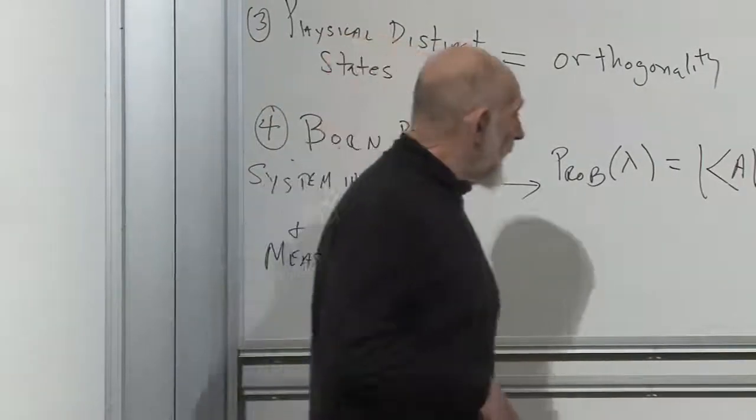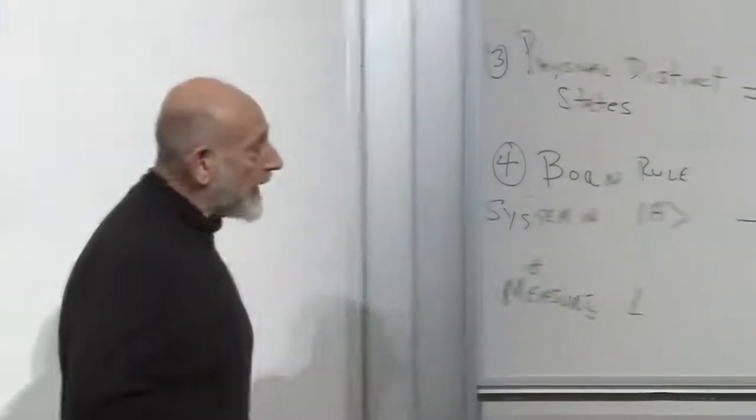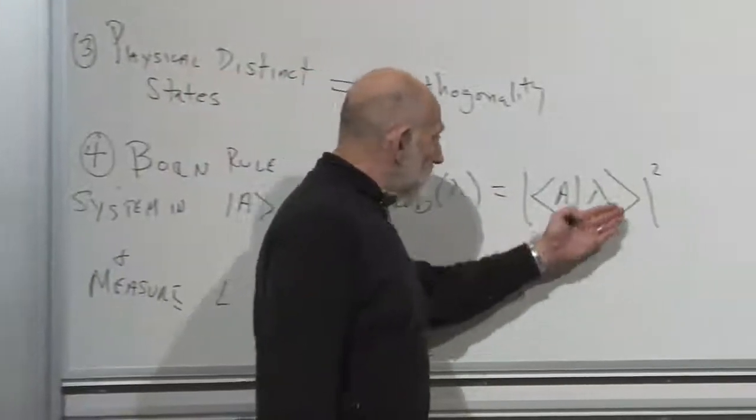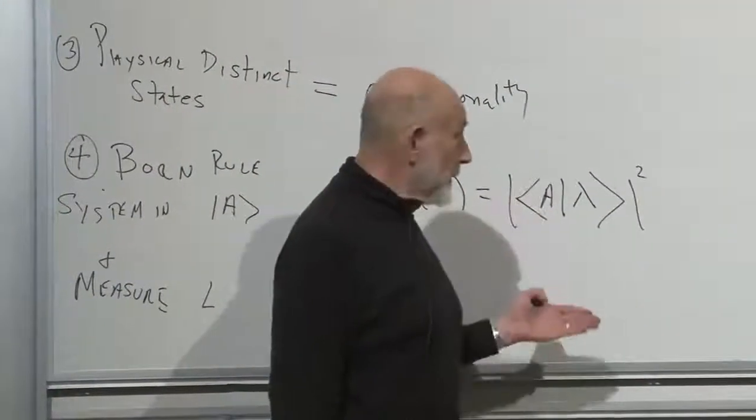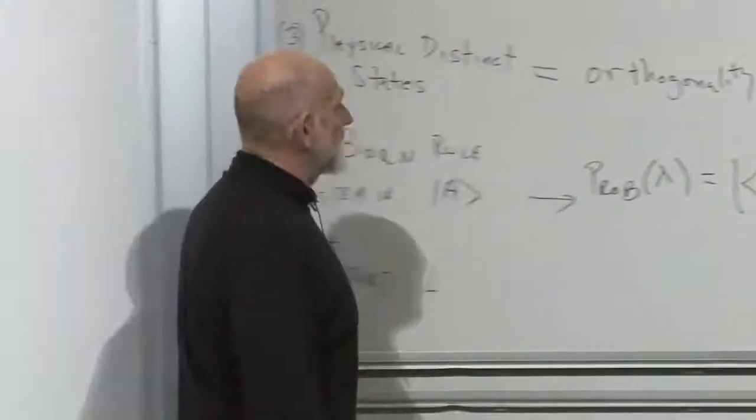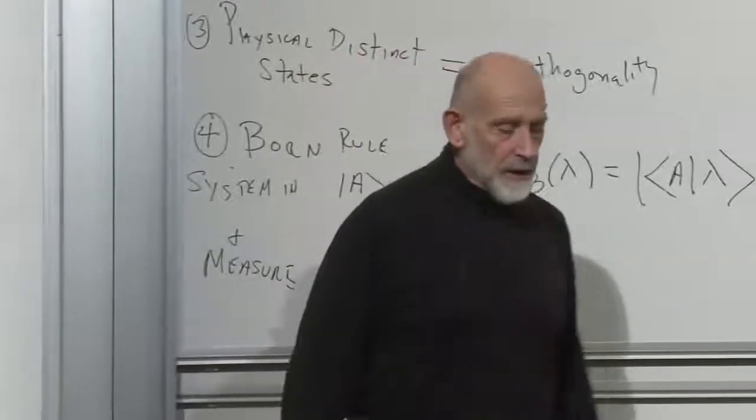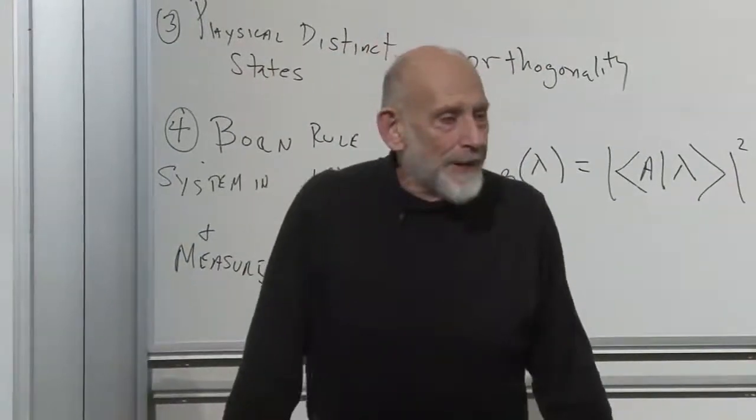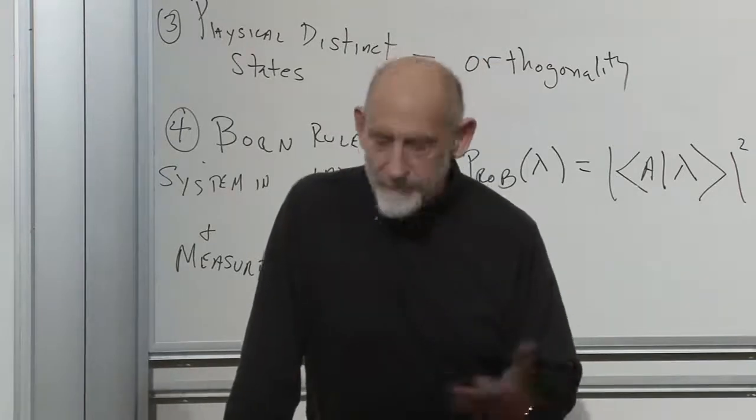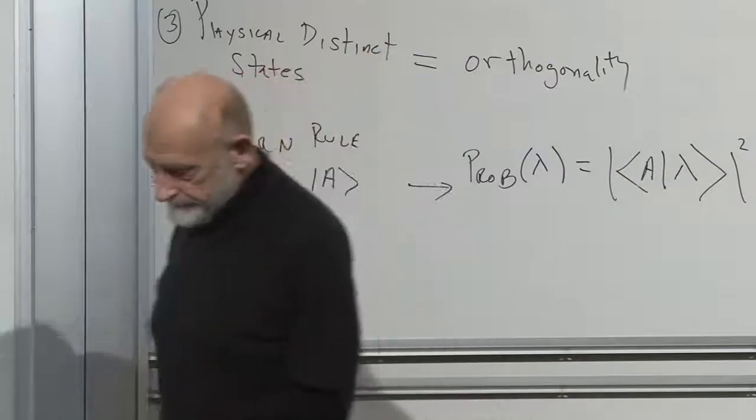On the other hand, the square of the absolute value of the inner product, that is real. It's not only real, it's also positive. So this has a chance to be a candidate for probability, whereas the inner product itself doesn't. The inner product itself is called a probability amplitude. So a probability amplitude is a thing that you square in the sense of absolute value to compute a probability.